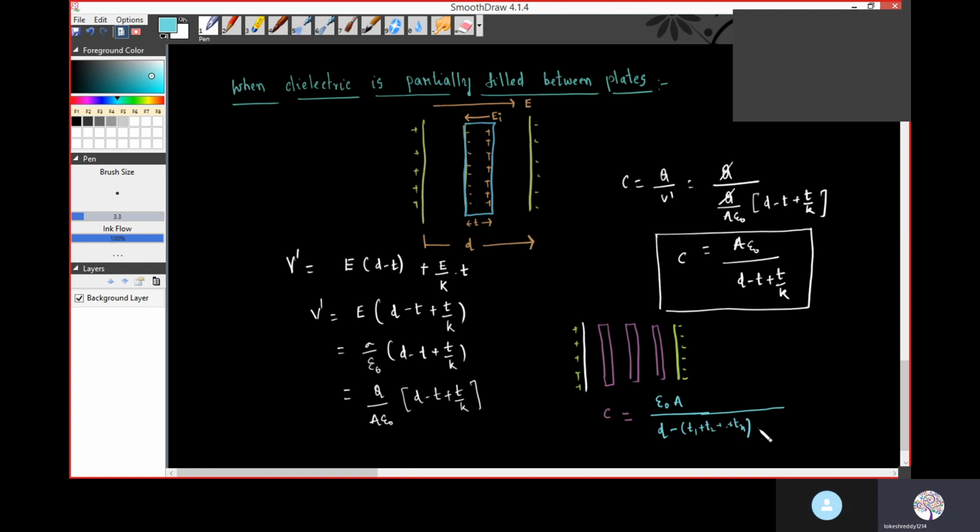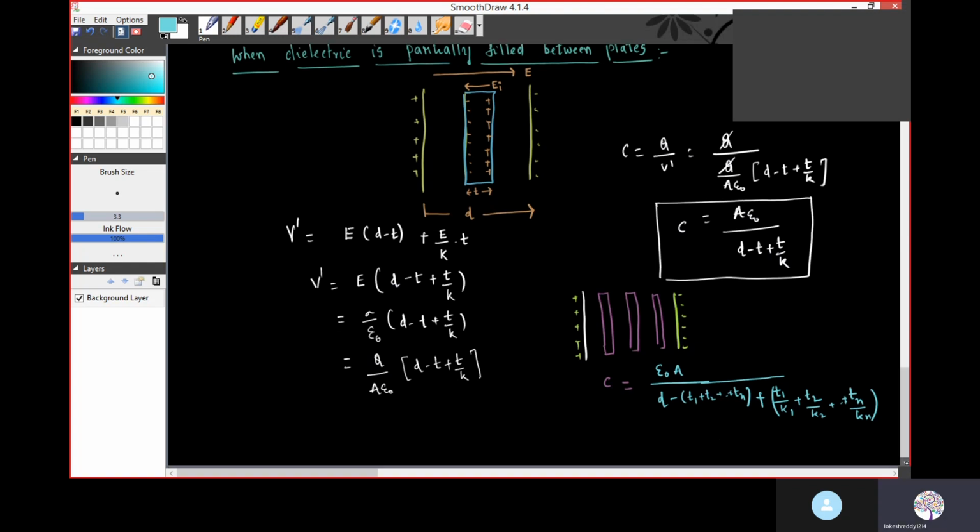Plus t1 by k1 plus t2 by k2 plus so on plus tn by kn. We just extend: d minus (t1 plus t2, like that, plus tn) plus t1 by k1 plus t2 by k2 plus so on.